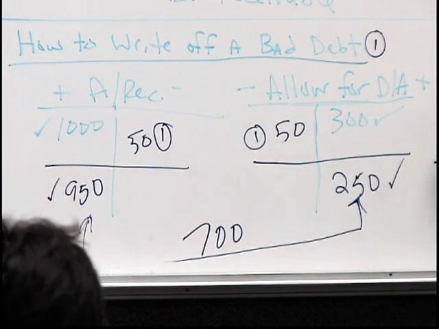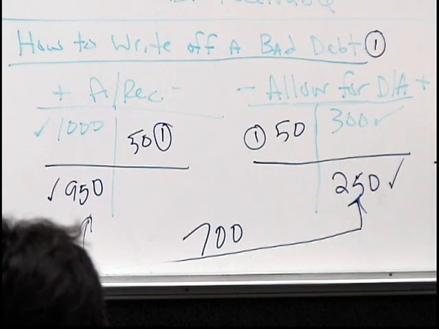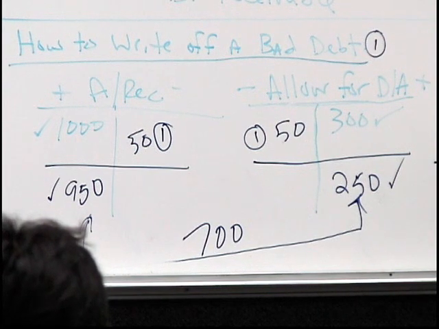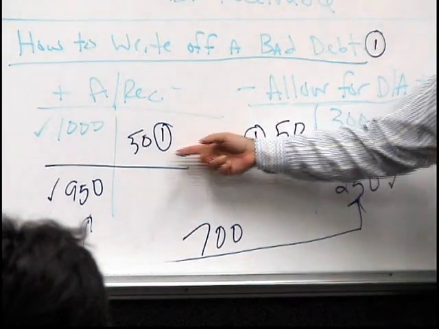And at the same time, I used this provision for doubtful accounts and deducted 50 from it. It was established previously to consider the possibility of uncollectible receivables. It was only an estimate, but now I'm using up a portion of this provision, allowance, or cushion for potential bad debts. And that $50 was taken out from the 300. Yeah, because you need a debit and a credit.